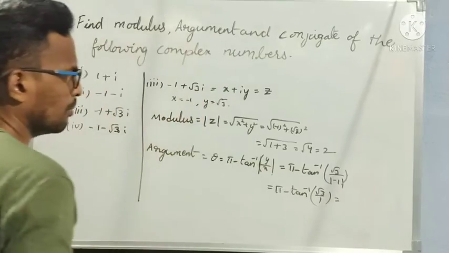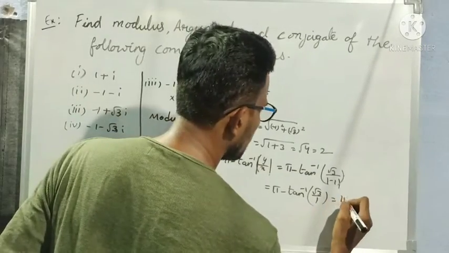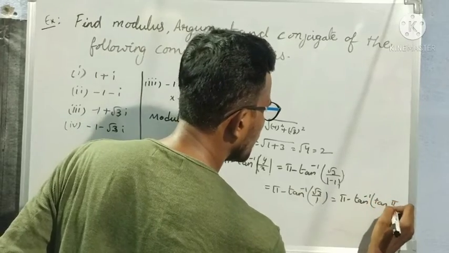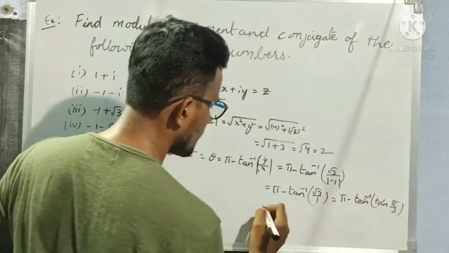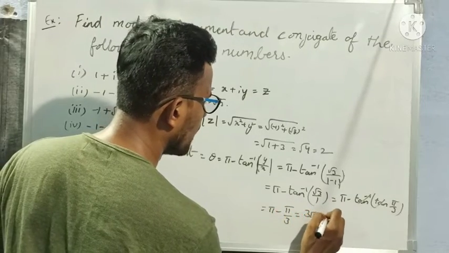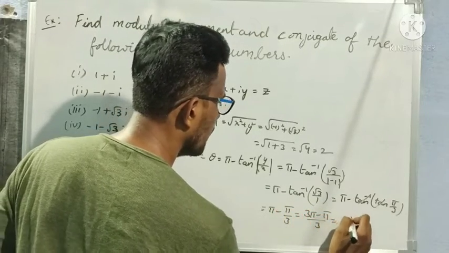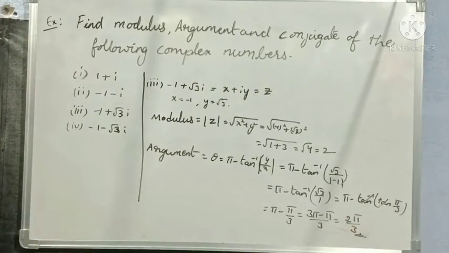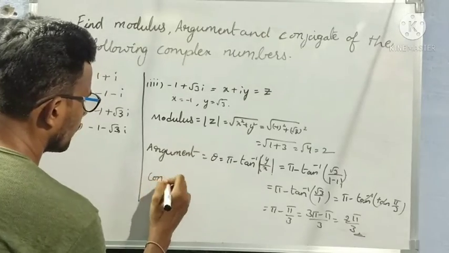Root 3 value is tan pi by 3. So pi minus tan inverse of tan pi by 3. Tan inverse tan gets cancelled, so that is pi minus pi by 3. If I take LCM here, 3 pi minus pi by 3, that is 2 pi by 3 is my answer for argument.